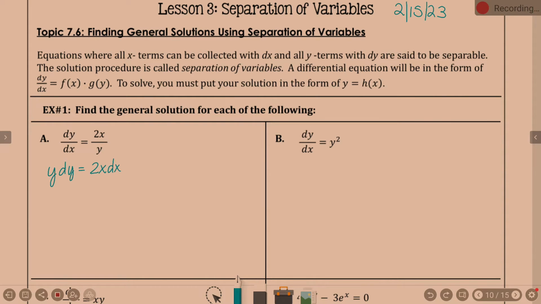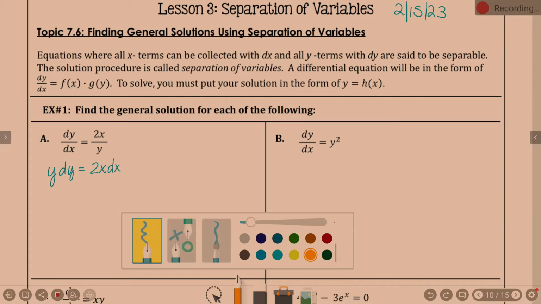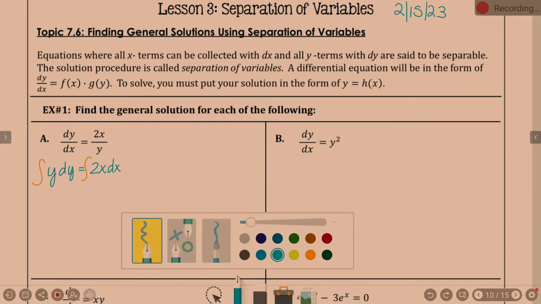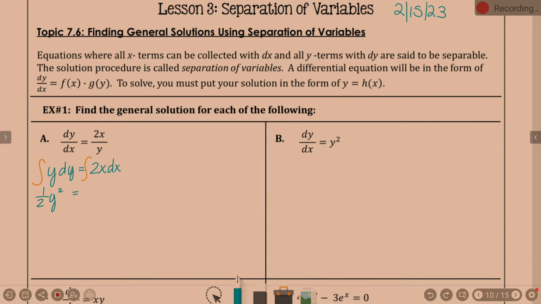Some of them that aren't that obvious or that easy, I've been writing out in a couple of steps. My first job is usually trying to get rid of the denominators and then trying to maneuver stuff around. Once you have y's and dy on one side, x and dx on the other side, we know we're going to integrate. What is the integral of y? 1/2 y squared. Integral of 2x. x squared. And then this is an indefinite integral, plus c.